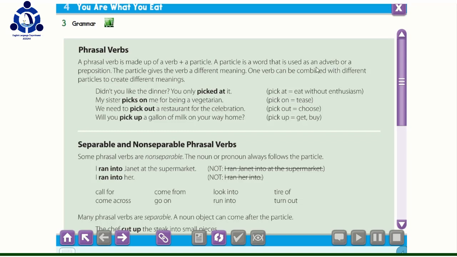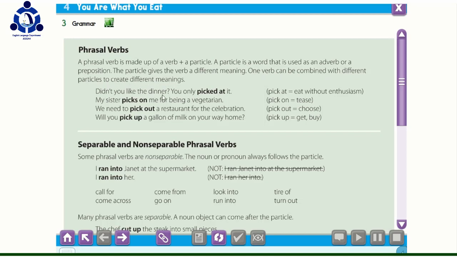Now, a particle is used as an adverb, or there's another option, a preposition. What is a preposition? You studied before, there are prepositions of time and prepositions of place. Usually the common and most famous prepositions are in, on, at. The particle gives the verb a different meaning. So maybe you have the same verb but a different particle, and it will give the verb a different meaning from what it used to be. One verb can be combined with different particles to create different meanings.